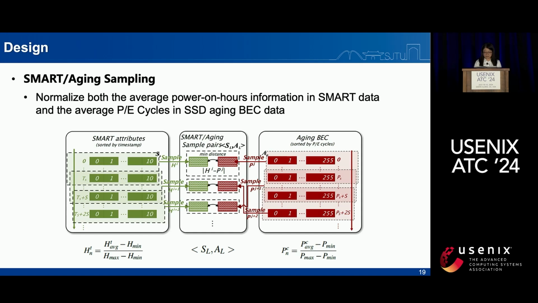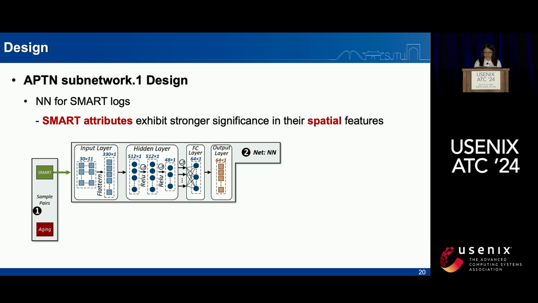But it doesn't matter, as we discussed before, because they are under the same NAND flash type and share similar capacities. After this sampling, we get a large number of SMART and aging sample pairs. Then these data are forwarded to the following subnetworks.